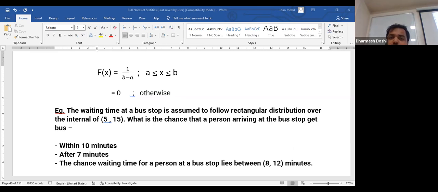A value is 5 and B value is 15. So minimum you have to wait 5 minutes, maximum 15. Have you cross-checked? Same way you have to wait, guys, for a bus. B minus A, 15 minus 5, is how much? Clear? Can you write this? F of x is 1 over B minus A, where A is 5 and B is 15. So X is your waiting time.